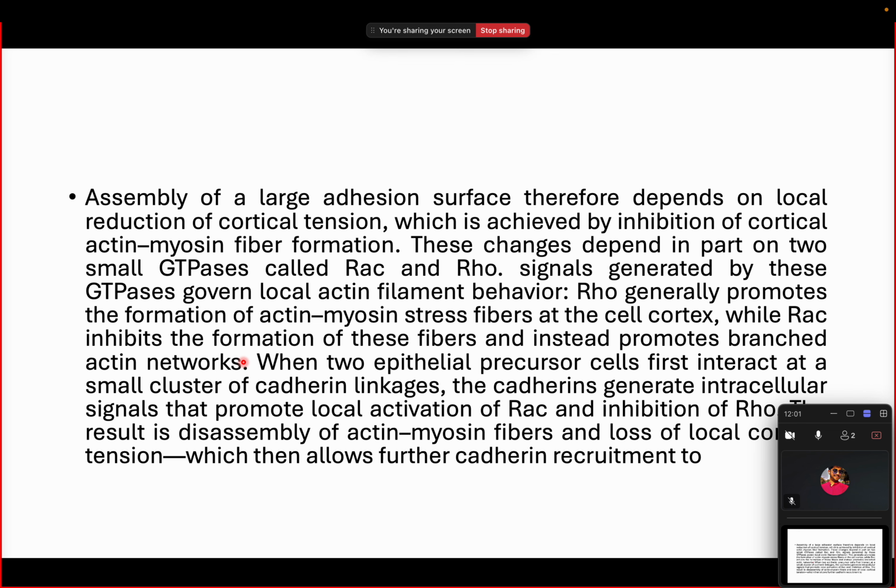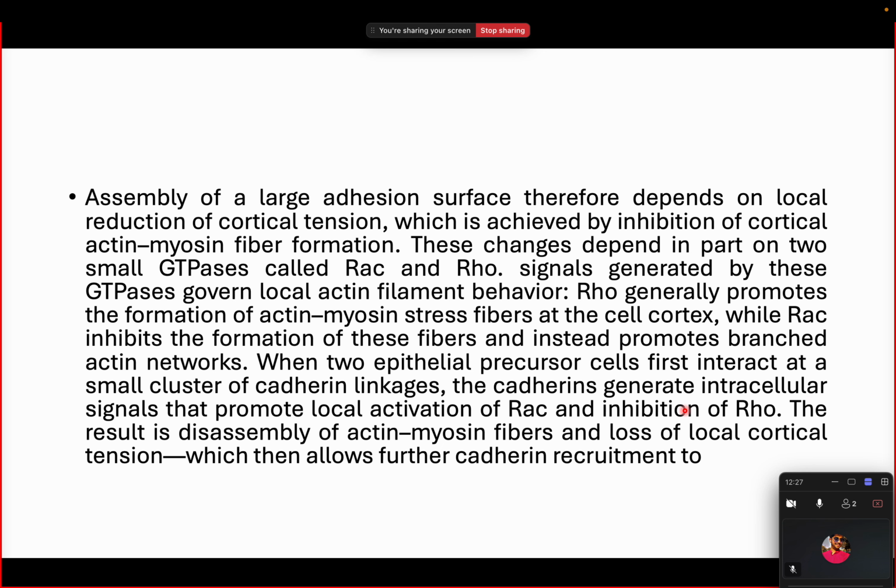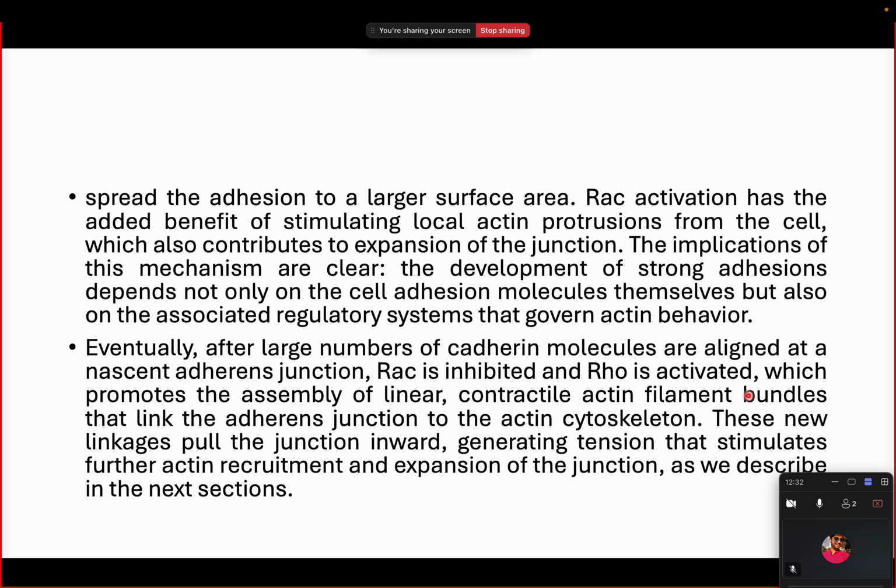Okay, when two epithelial precursor cells first interact at a small cluster of cadherin linkages, the cadherins generate intracellular signals that promote local activation of RAC and inhibition of Rho. This results in disassembly of actin myosin fibers and loss of local tension, which then allows further cadherin recruitment to spread the adhesion to a larger surface area.